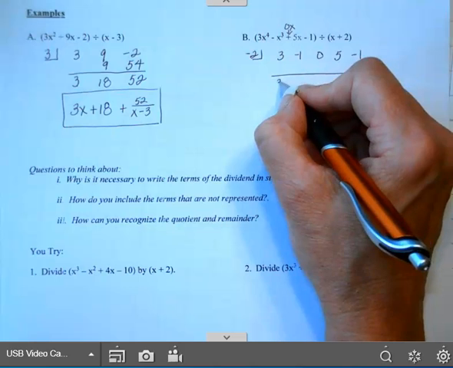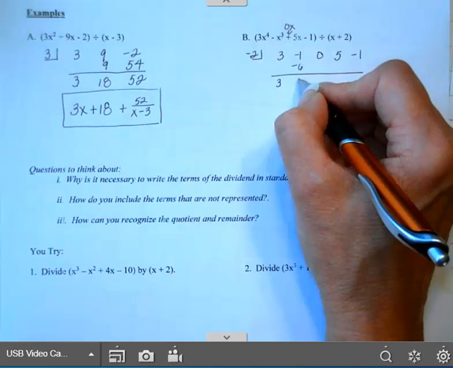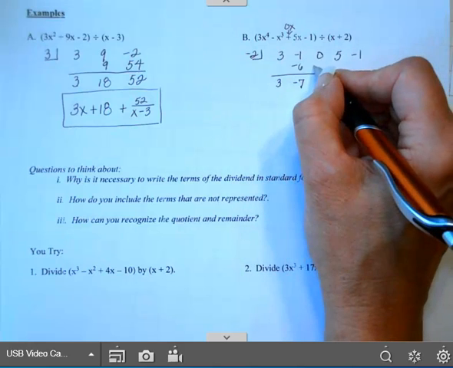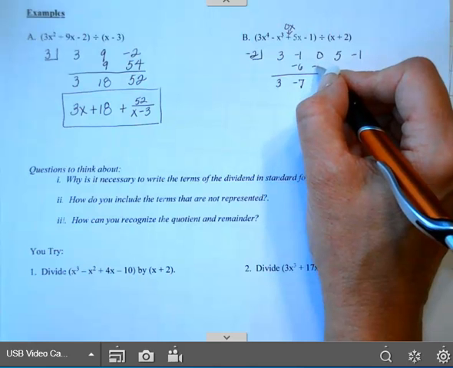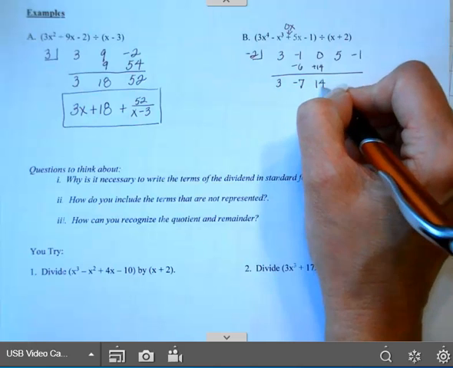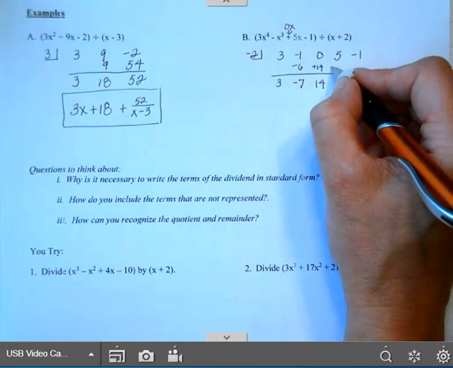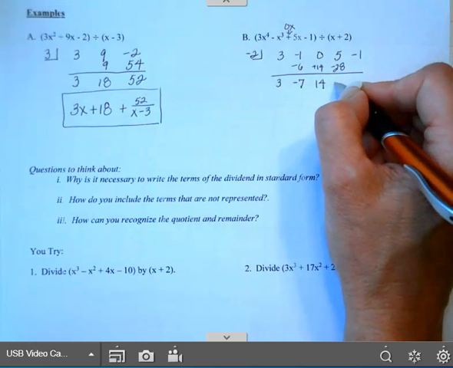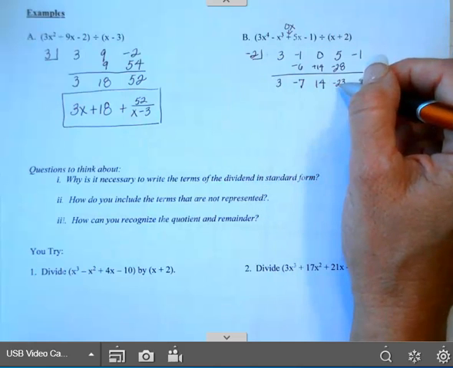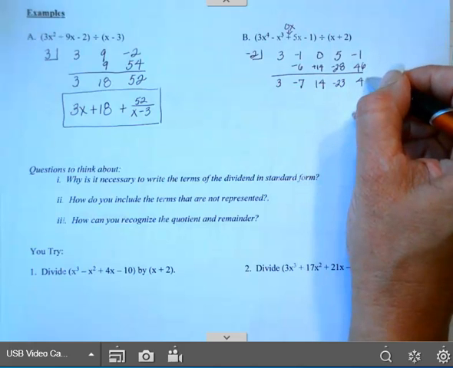Drop your first term. Multiply, so that's negative 6. And then add, that's negative 7. Negative 2 times negative 7 is positive 14. And then I'm going to add. Then multiply those together. So negative 2 times 14 is negative 28. And then add, you'll get negative 23. Multiply negative 2 times negative 23, that gives you positive 46. And add, that gives you 45.